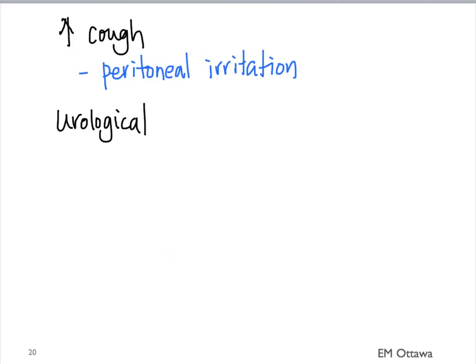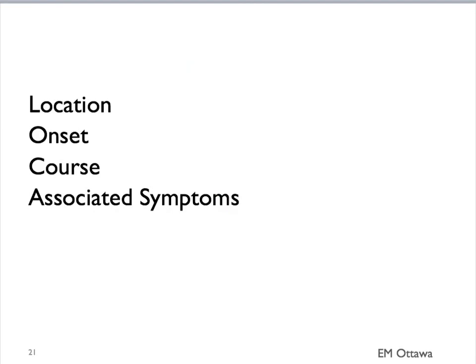a gynecological cause. In summary, we discussed the approach on history you may wish to take in patients with abdominal pain. We can divide it into location, how the pain started, what is the course of the pain, and any other associated symptoms. In part 2, we'll discuss how to use our physical examination to narrow down the diagnosis.